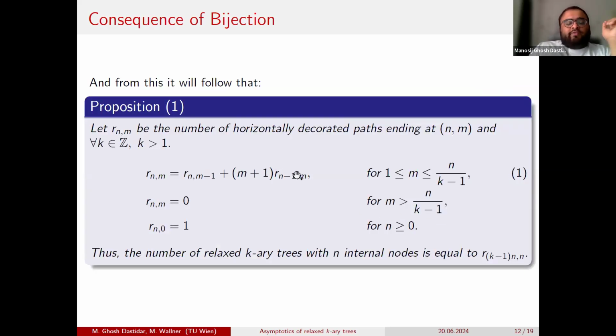Okay. The consequence of this bijection is that we can now see this recurrence relation. If R(n,m) is the number of horizontally decorated paths ending at (n,m), then this is the recursion, and the number of relaxed k-ary trees with n internal nodes is equal to R((k-1)n, n).